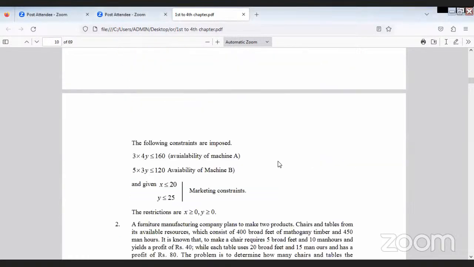So 20 and 25. So X less than or equal to 20, Y less than or equal to 25. The restriction is the marketing constraint. The restriction is X greater than 0.